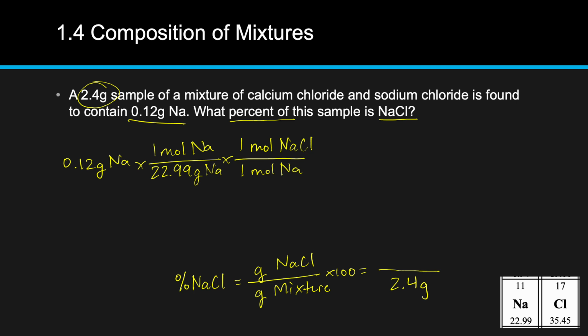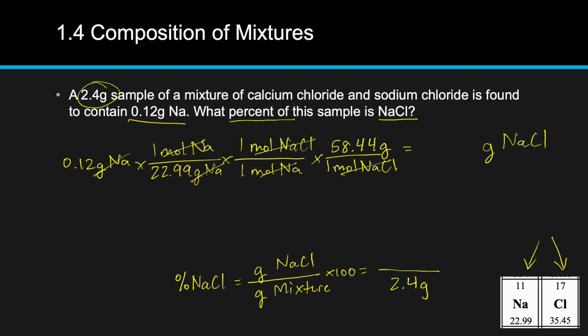And then I want to end up with grams of NaCl, so I have to take this one step further. And I know in 1 mole of NaCl, I have the molar mass of NaCl, which is both of the molar masses combined. So that would give us 58.44 grams. And before you do all this math, I do recommend that you make sure your units have canceled out. So grams of sodium are gone, moles of sodium are gone, moles of sodium chloride are gone, and I'm left with grams of sodium chloride.